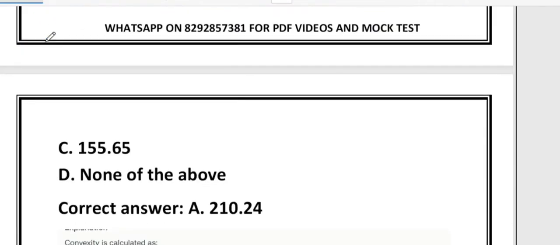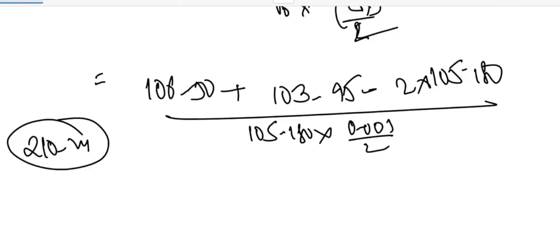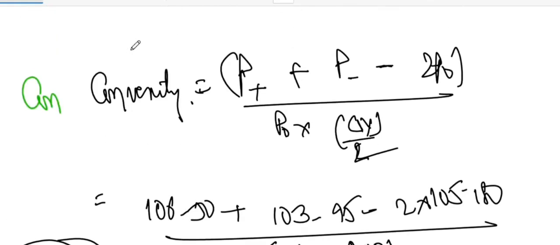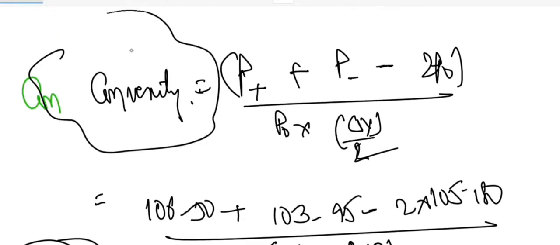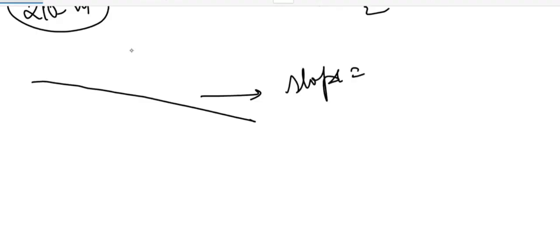So friends, now the question is, how can you interpret this convexity? Now that we have calculated it, what's the meaning of it? What is the physical interpretation of it? Let's have a look. You can think of the duration as the slope of the road. Suppose this is the road, and it has a slope. This slope you can think of as the duration. It tells you how steep the price changes when the yield moves a little.